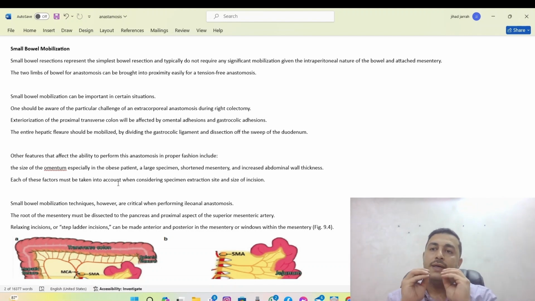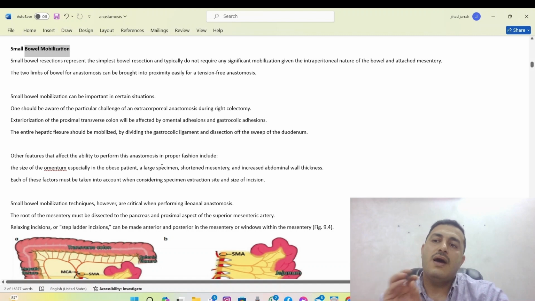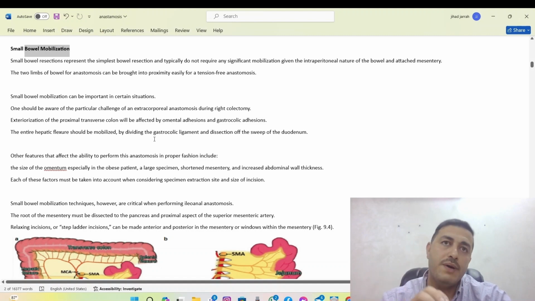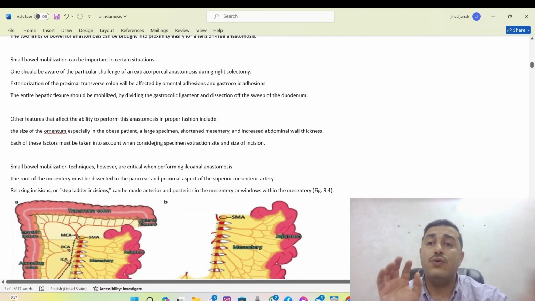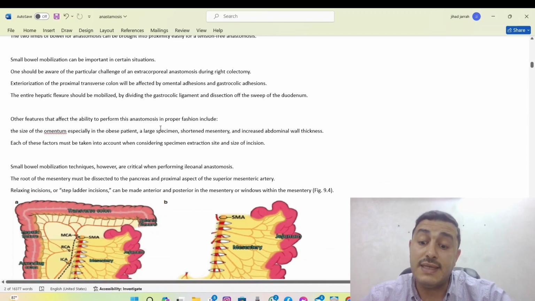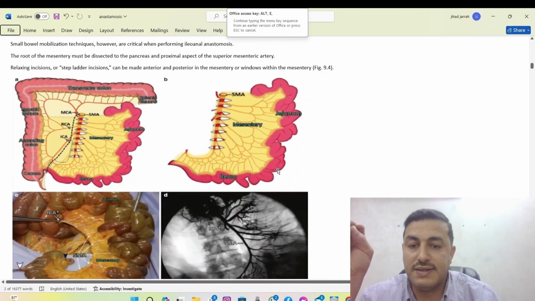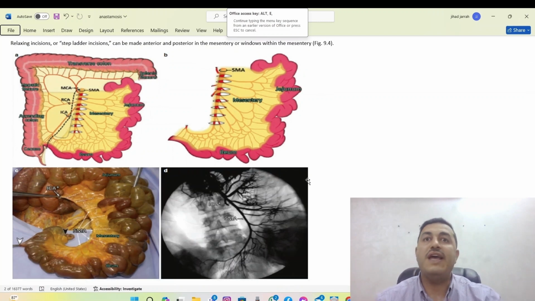Of course, small bowel mobilization is easier when we compare it to colon mobilization. One of these techniques is what we call the step ladder technique. To explain what the step ladder technique means, again, I'm going to remove, for example, the right colon or the entire colon to bring the ileum to the anus.